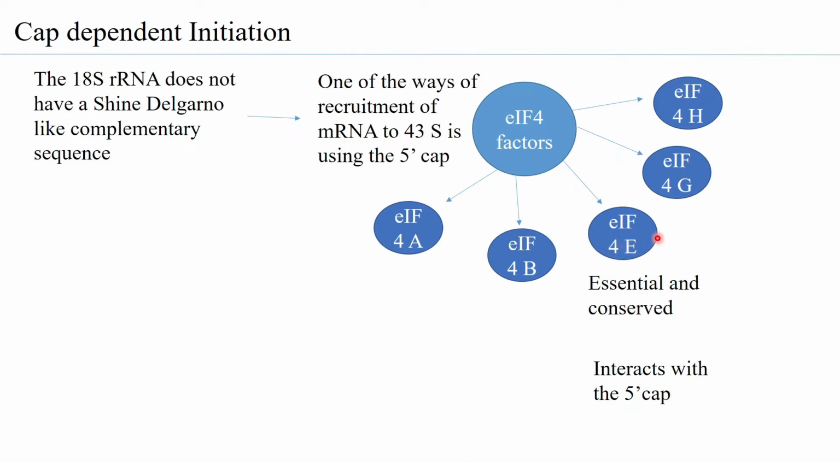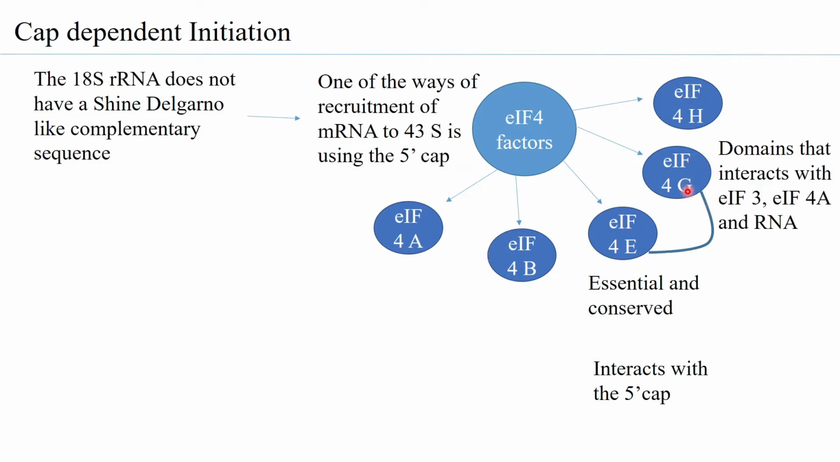Now, the interaction that EIF4E makes with the 5 prime cap is aided by EIF4G. This EIF4G is a multifaceted protein in the sense that it has several domains that enable it to carry out several functions at the same time. So it has domains that can interact with EIF3. We already know that EIF3 is the one that brings the ternary complex to the small subunit. It is able to interact with EIF4A, and it is able to interact with the mRNA also.